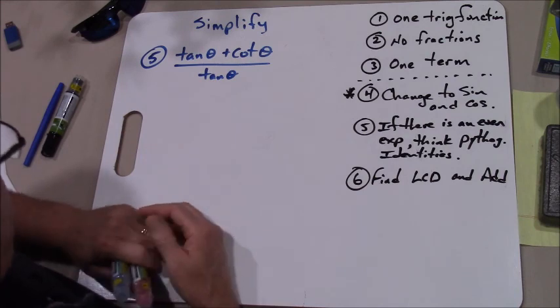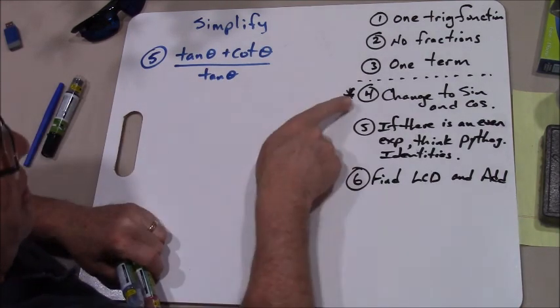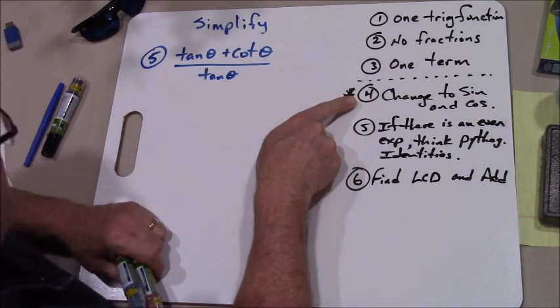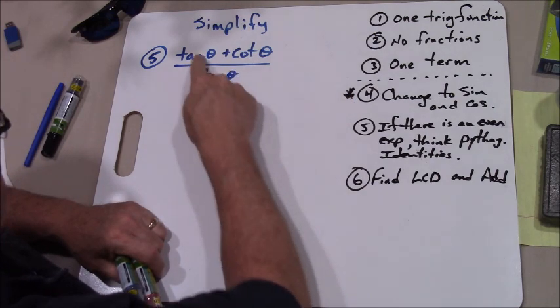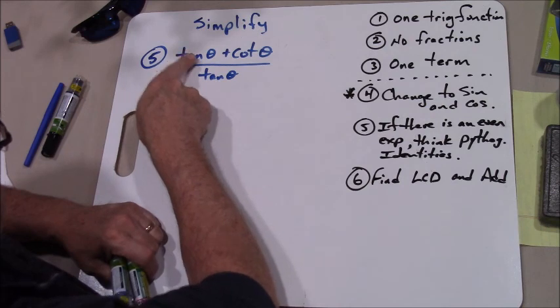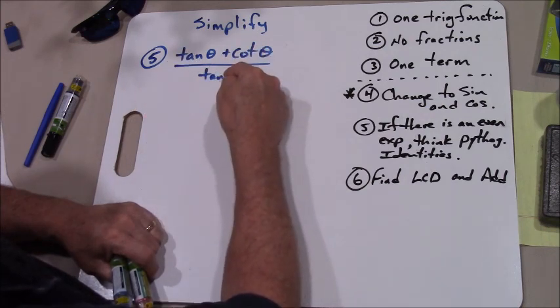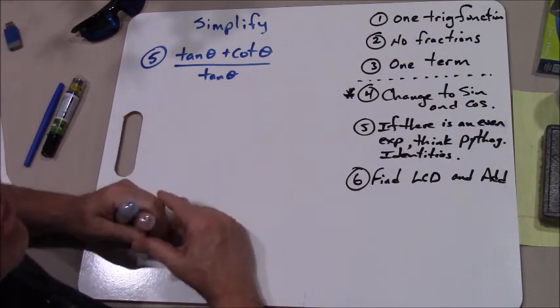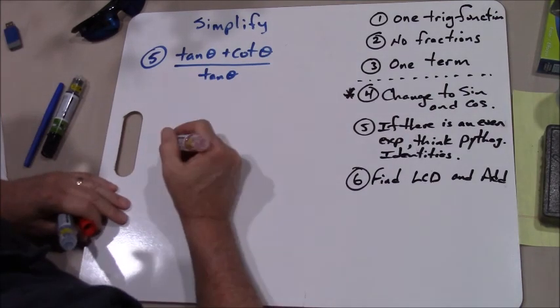So I have a couple thoughts here. One thought is I could change everything to sines and cosines and see where I go from there. I'll try that one first. But another thought is I could separate this into two different fractions: tangent theta over tangent theta plus cotangent theta over tangent theta. I'm not sure where either one of those is going to go, but we'll try it and see. Okay? So let's start by changing to sines and cosines.